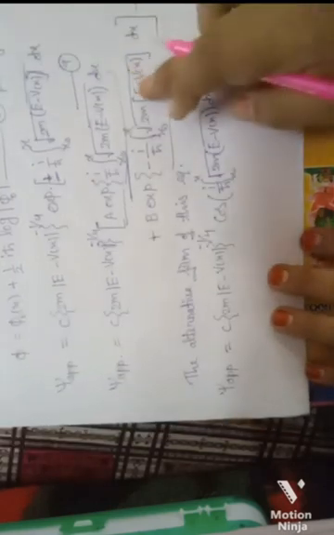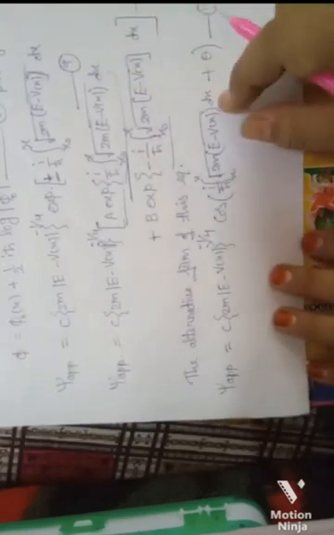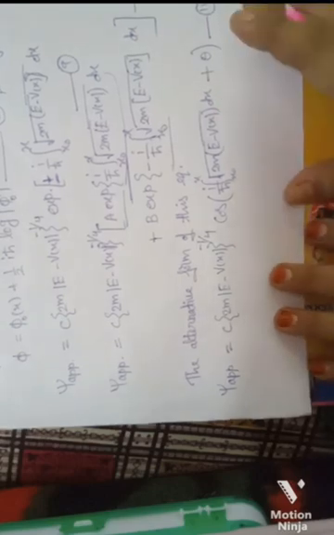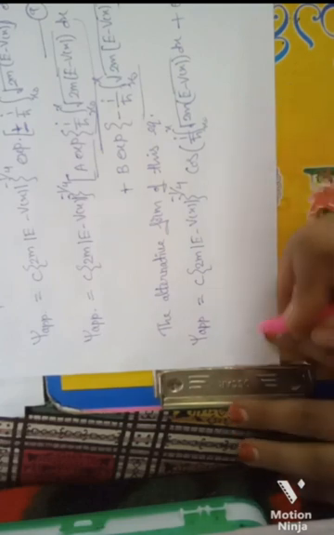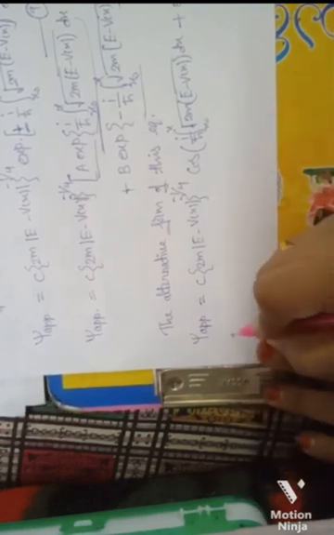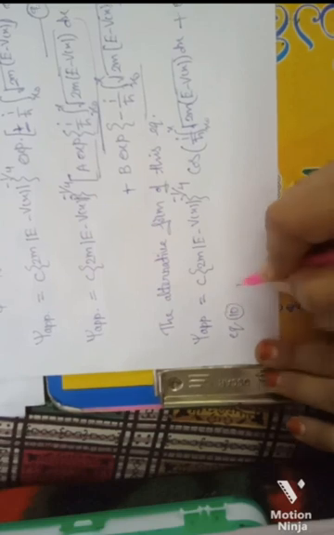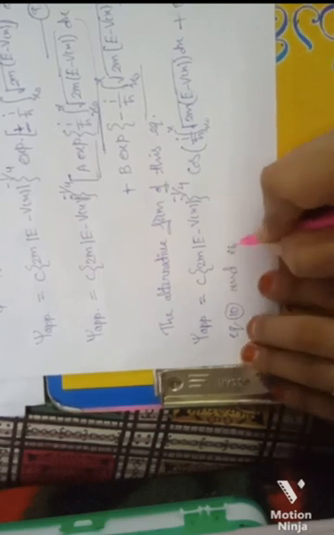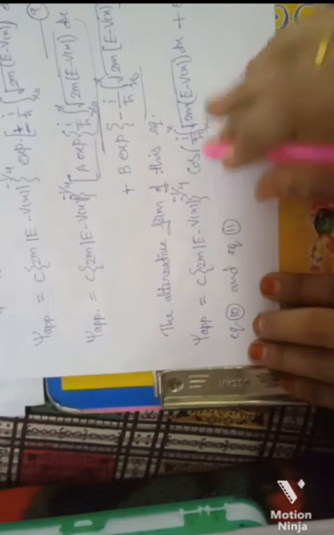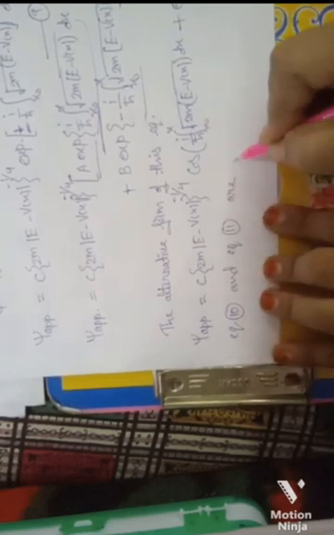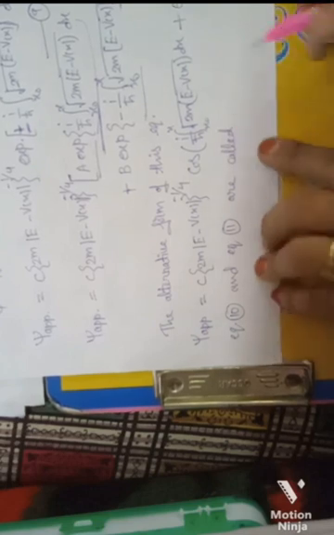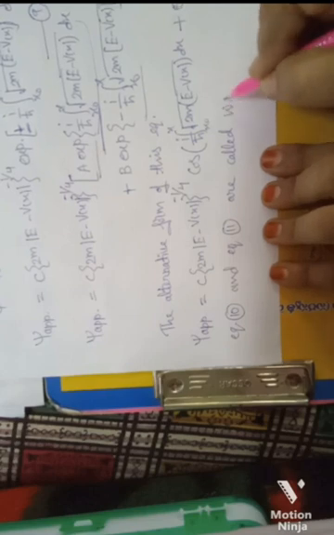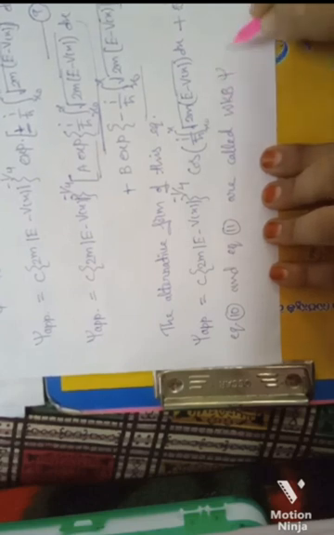So students, these two equations are called WKB psi functions. The WKB approximation method is complete here, and these two equations, equation 10 and equation 11, are called WKB psi functions.